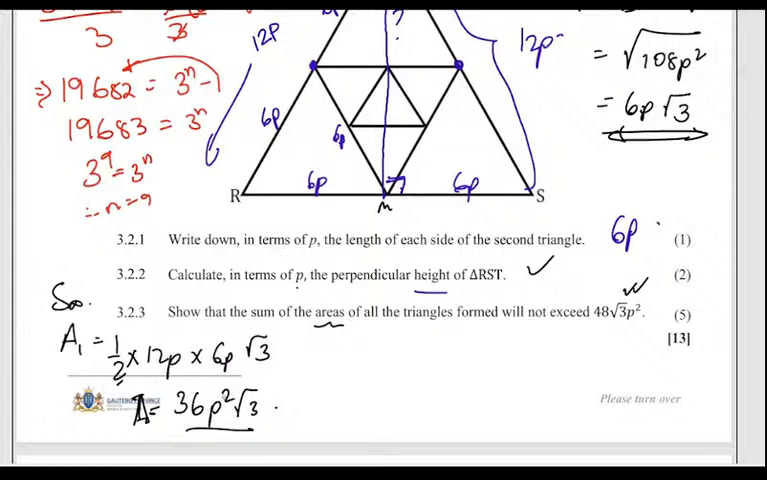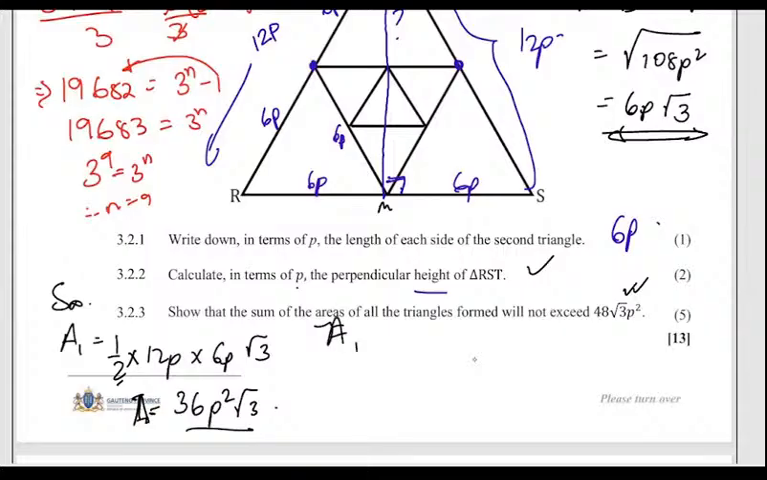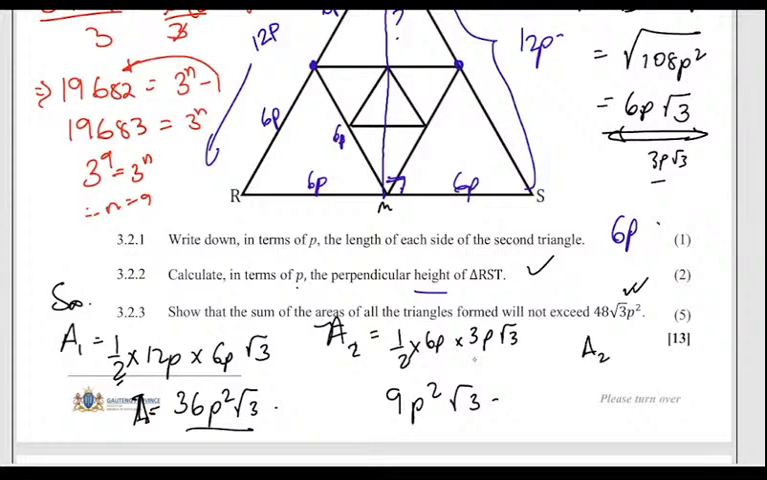When we look at the second area, remember we said the height is being divided by 2, meaning that the new height for the second triangle is going to be 3p root 3. So it's going to be a half, this is area 2, times the base, which is now 6p, multiplied by the height, which is 3p root of 3. This cancels that, we're going to have 9p squared root of 3. So if I divide, let's say a2 over a1, because I want to get the common ratio, it's going to be 9p squared root 3 over 36p squared root 3, meaning that my common ratio is 1 over 4.